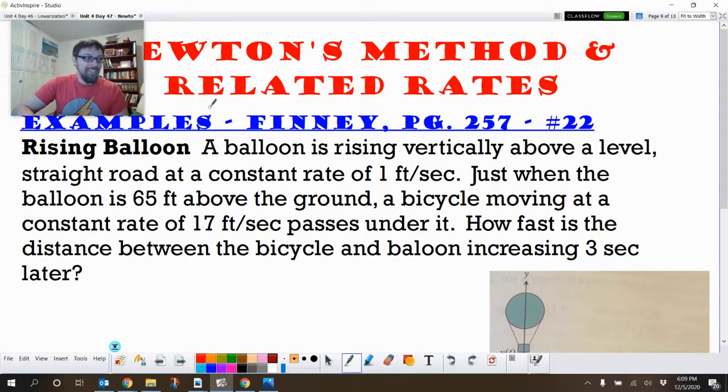Balloon, I'm missing an L there. Balloon, distance between the bicycle and balloon increasing 3 seconds later? Ooh, okay.